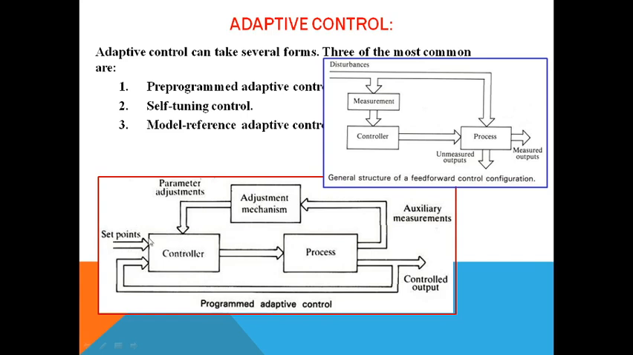Some points are set at the initial level, and when we get the output, the output is put back to the input in order to provide the controlled mechanism. It is a programmed adaptive control. Here auxiliary measurement is used.